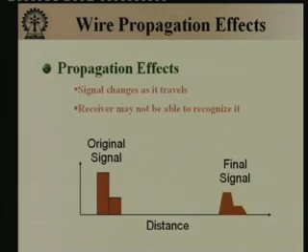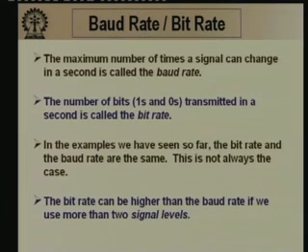As I was telling, the bit rate and the baud rate are different. The maximum number of times a signal can change in a second is called the baud rate. The number of bits, ones and zeros, transmitted in a second is called the bit rate. In the examples we have seen so far, the bit rate and baud rate are the same. This is not always the case. The bit rate can be higher than the baud rate if you use more than 2 signal levels, and the other one is also possible, that the bit rate may be lower than the baud rate.